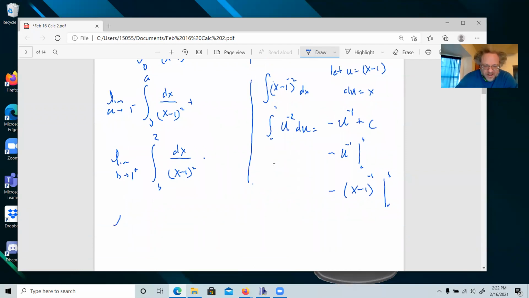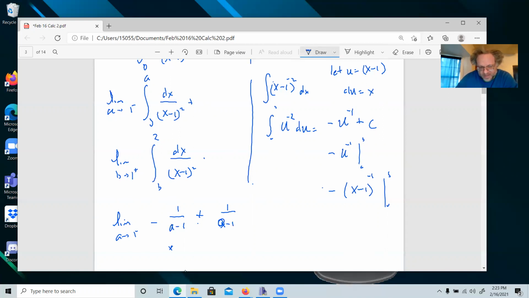We're going to have the limit as a goes to 1 from the left, and we're going to have negative 1 over (x minus 1). That's what this is, evaluated at a, and then minus a negative 1 over (0 minus 1), which is 1. I want to say there's an a here.